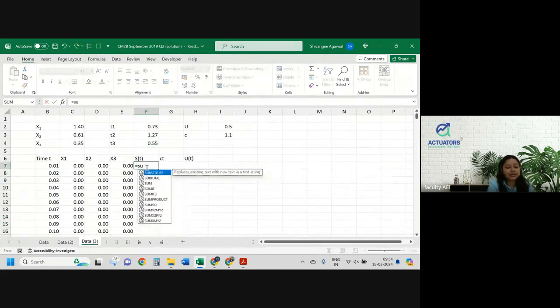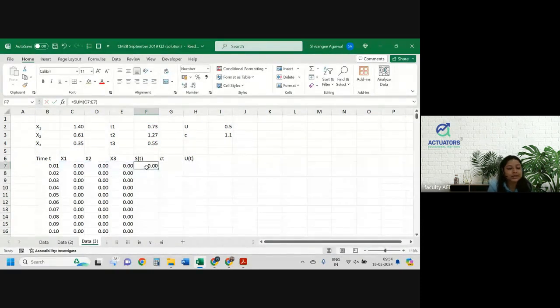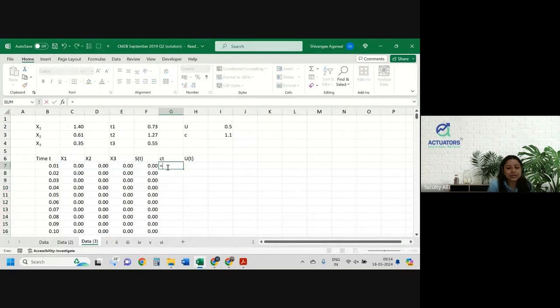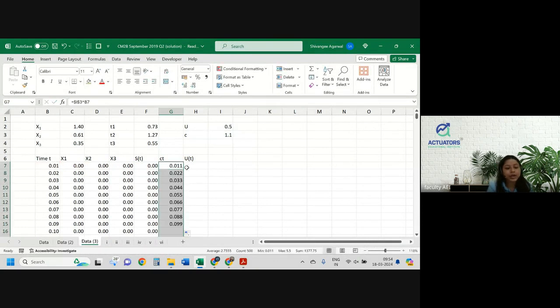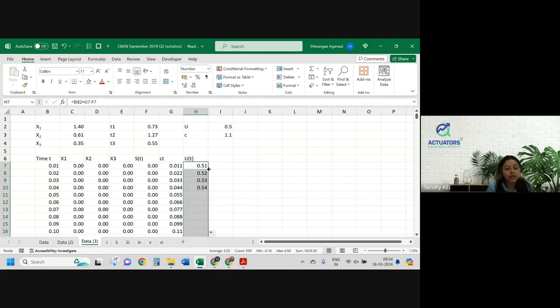And ST is the summation of these three cells. CT is this. Make it absolute, multiply it with time. That's your CT. And UT कैसे निकालेंगे? So UT is your U का value, make it absolute, क्योंकि U का value remains the same. Plus CT minus ST. ठीक है? That's your UT. So that's your answer. You need to plot this UT basically.